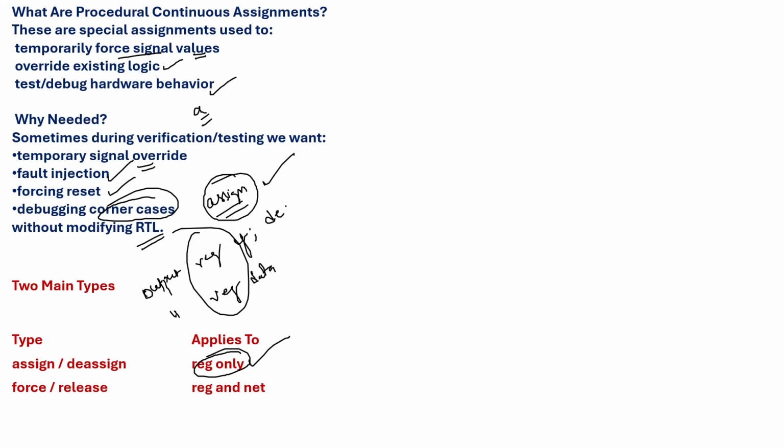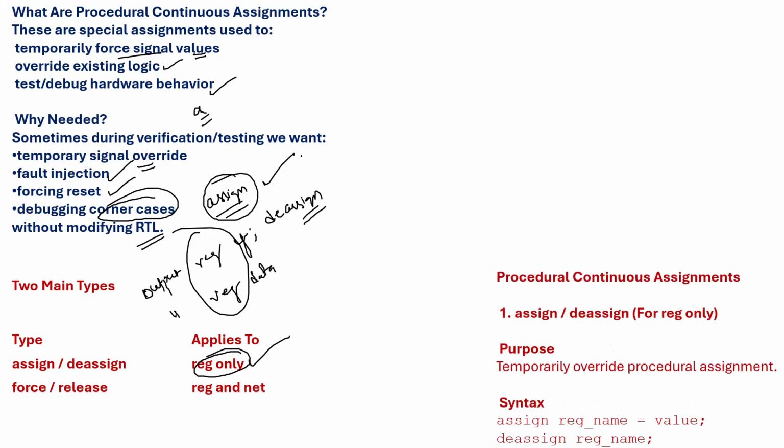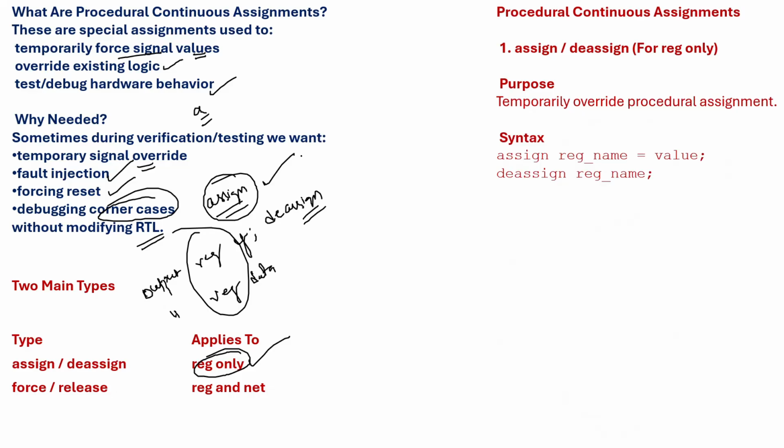Now, another keyword called deassign. Deassign means sometimes it will hold the value, and after that it releases that value. That is the reason we are utilizing this deassign, and to release our force. Just see that procedural continuous assignment: assign or deassign, for registers only we are utilizing that.